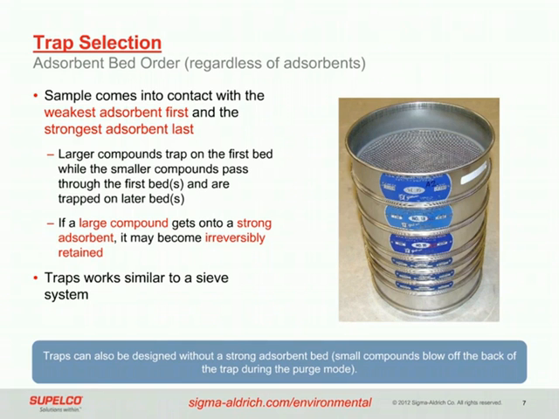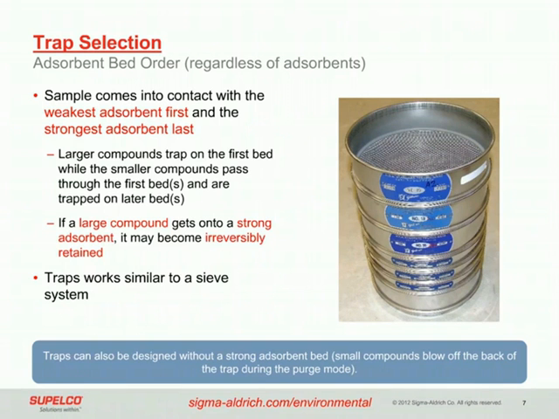If you have the trap in reverse order, or you have a weaker bed not present in the trap, you have just strong beds, the larger compounds will get trapped onto those stronger adsorbents, and they'll become irreversibly retained. So think about it like a sieve system, as the diagram shows. Traps work very similar to a sieve system. Weaker at the top, stronger in the back.